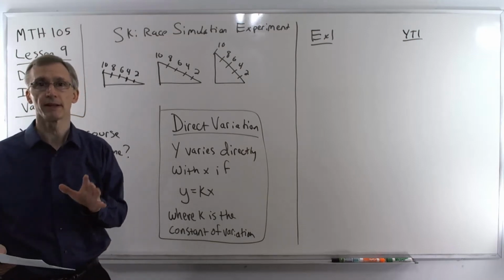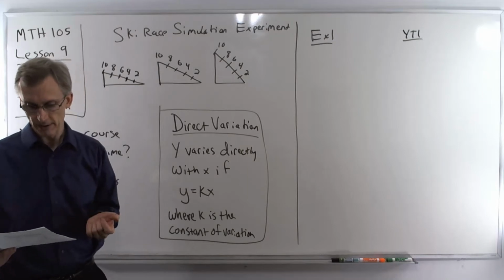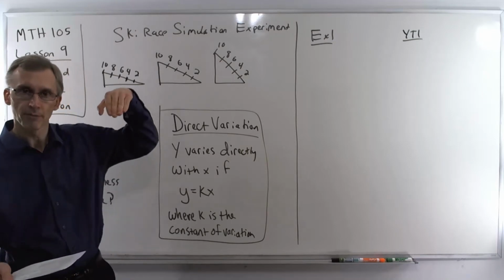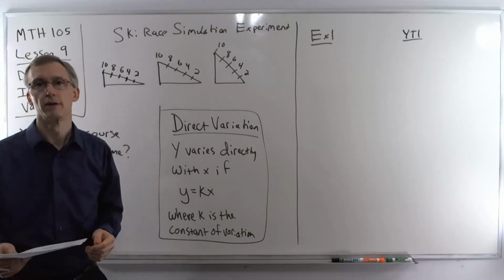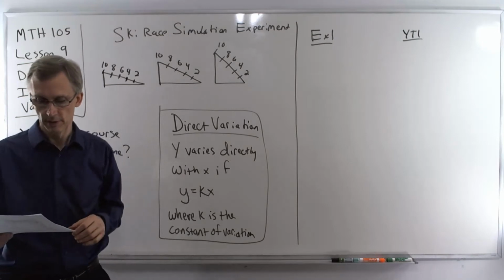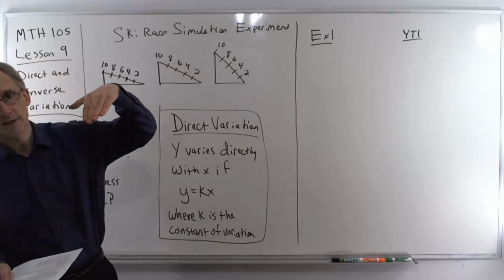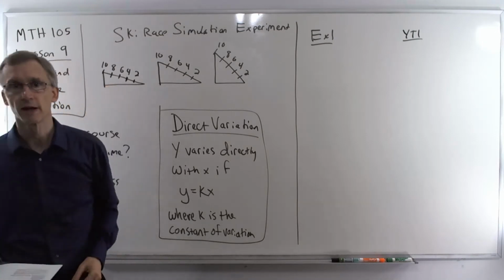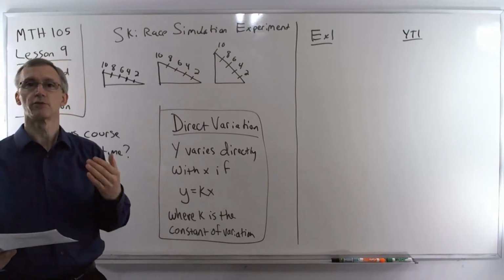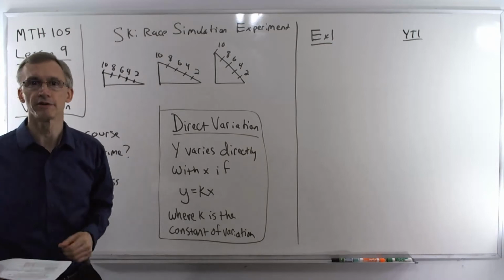Now, assuming we're keeping the length constant, what happens as the ramp height increases? We're going down a steeper slope, and here we've got an opposite relationship. As the height increases, we're going to go faster, so the run time decreases. And as the ramp height decreases, the run time increases, because we're not going as fast.